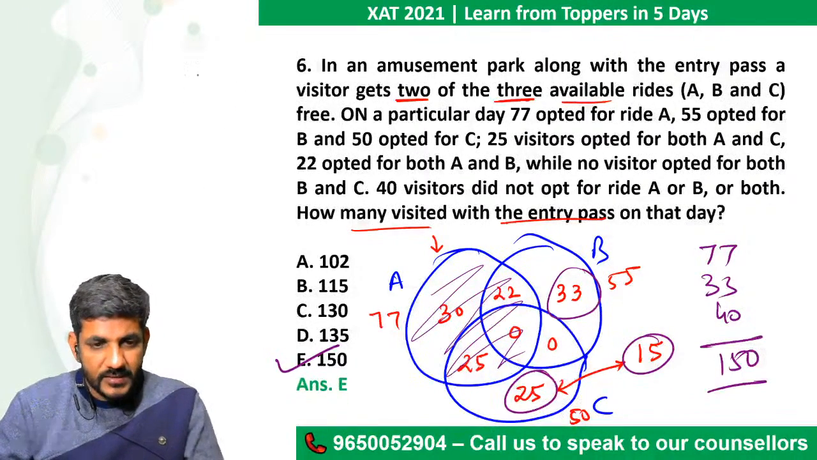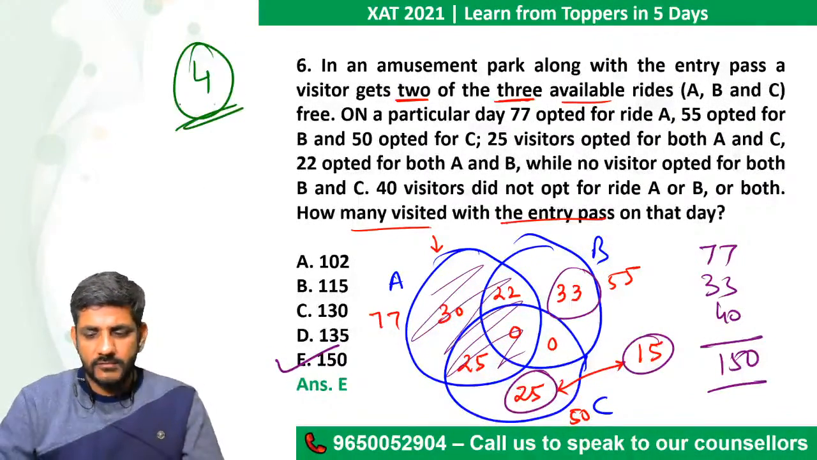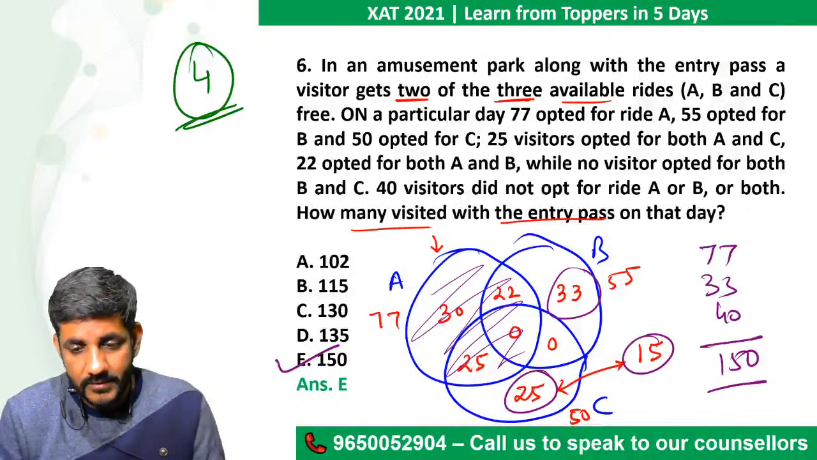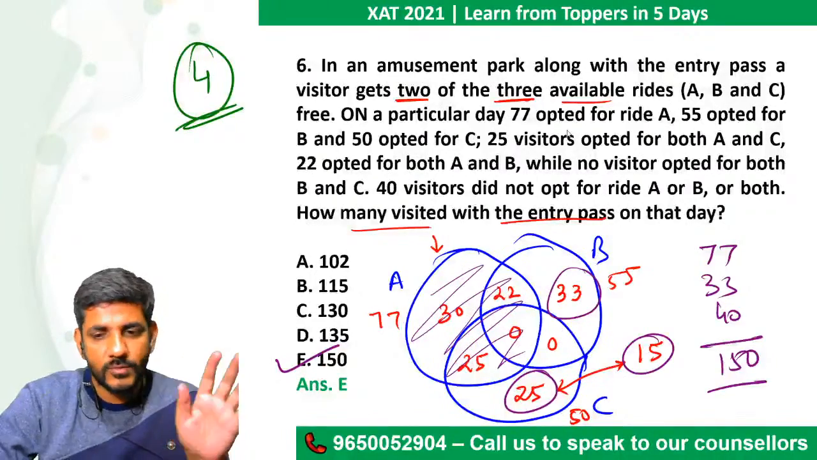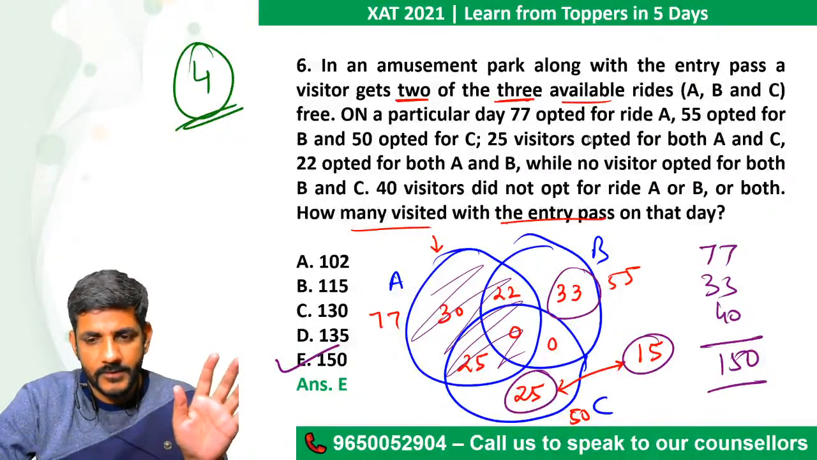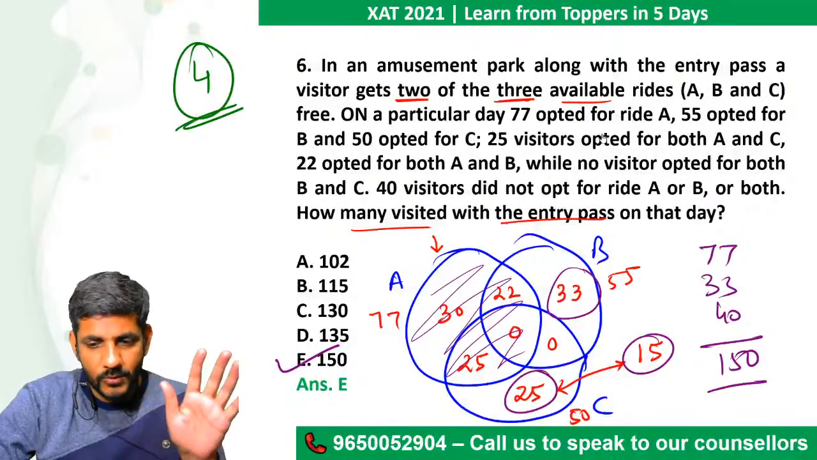So in my opinion, this is the 4th question which was doable in this paper. Though it was a difficult set, but still, I think this 4th one was a doable set. Do you agree with me that this was a doable question?